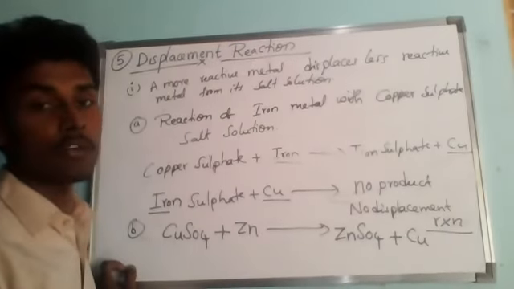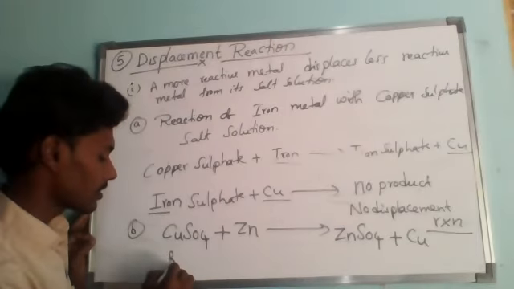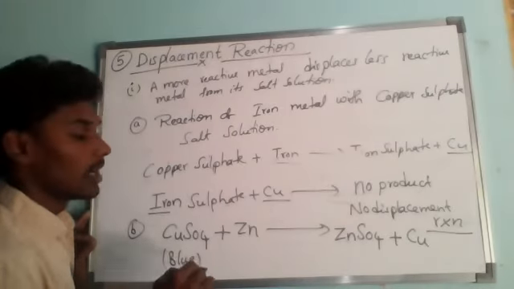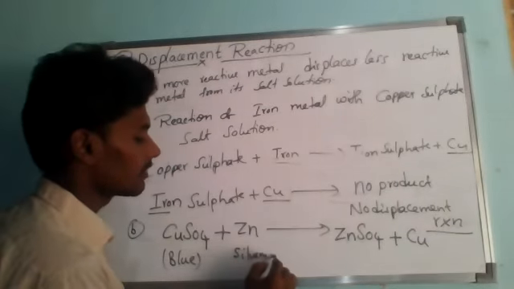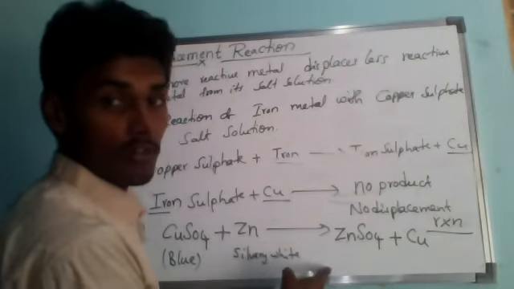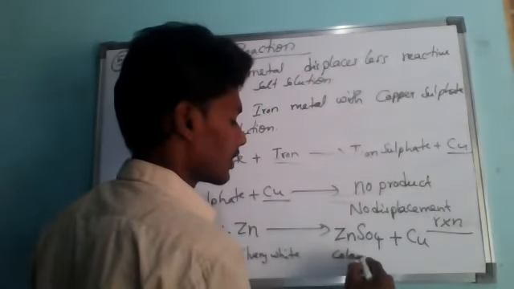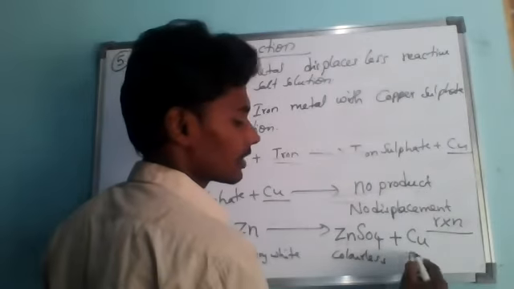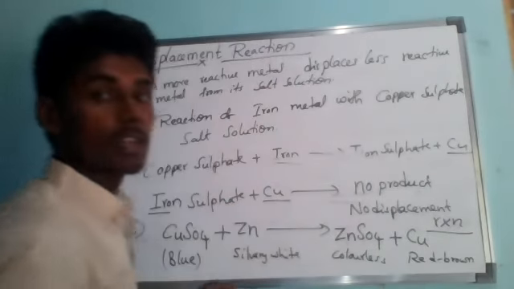But how can we find this reaction? Basically, copper sulfate solution will be in which color? Blue color. And zinc will basically be silvery white. Now the reaction will take place. We get zinc sulfate solution, so this blue color solution turns colorless. Understand? And we get this one as red brown. This is the thing which is happening.